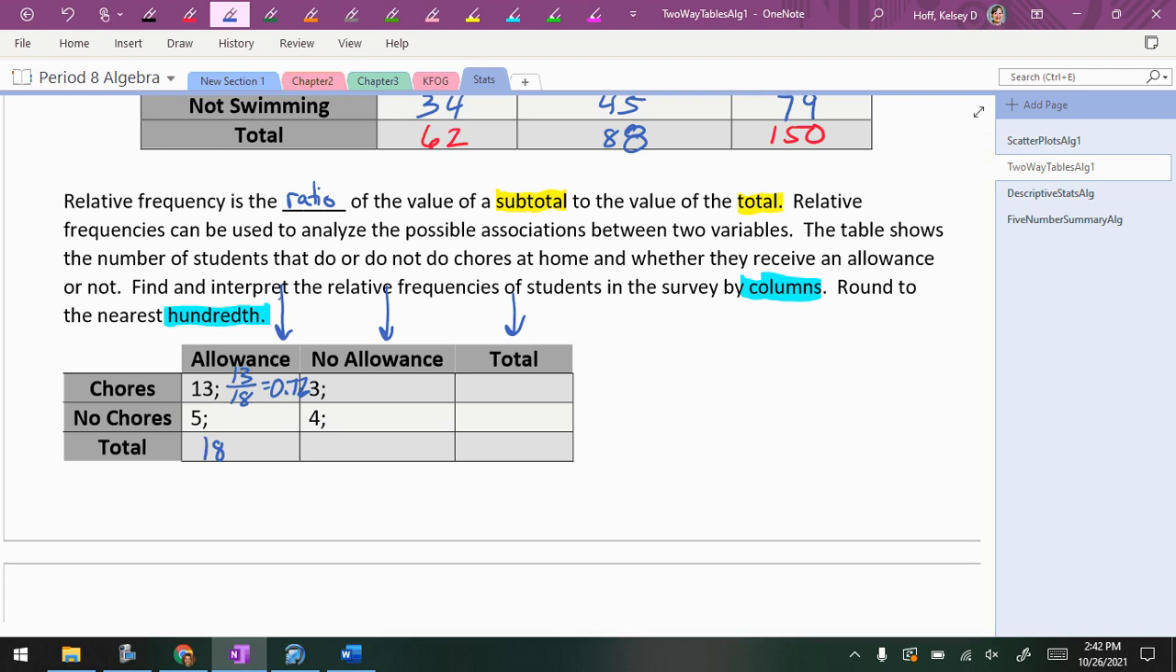Okay. So continue down the allowance column. What's my no chores partial or subtotal? 5 divided by my total, 18, which is 0.28. Continue down. 18 out of 18 would be 1.00. Now, how could you double check that you made these calculations correctly? They add up to, not 100, 1. They add up to 1. Okay, you do the no allowance column on your own. Subtotal divided by total.